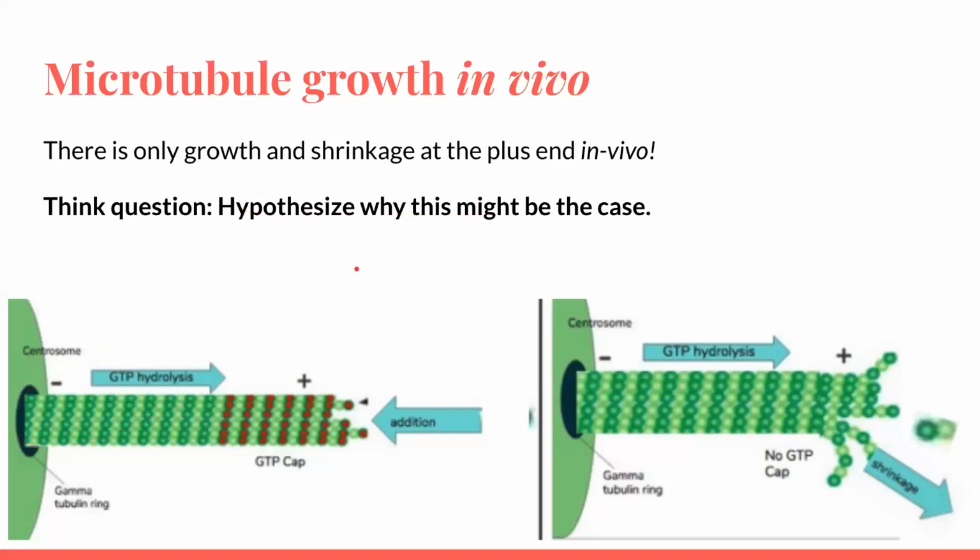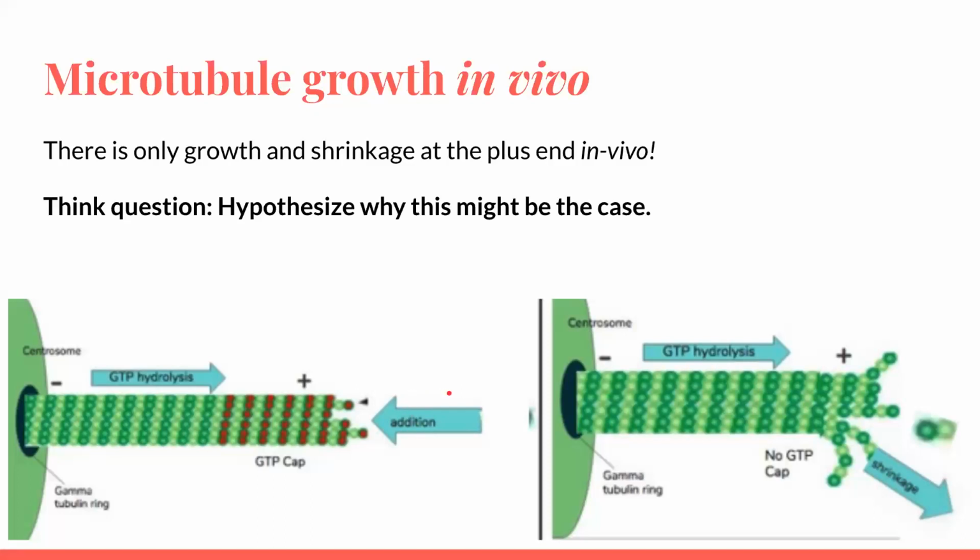So, let's first look at it in vivo, so in a living cell. In vivo, there is only growth and shrinkage at the plus end. Can any of you think about why that might be? Because if it's coming from the minus end, then the growing and shrinking is too slow, whereas at the plus end it goes a lot faster.